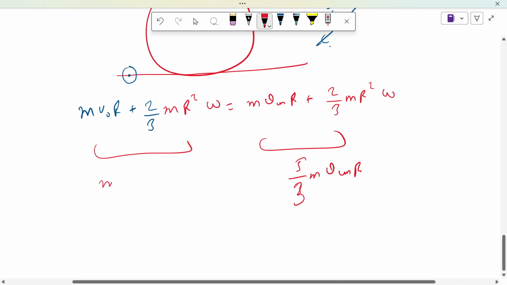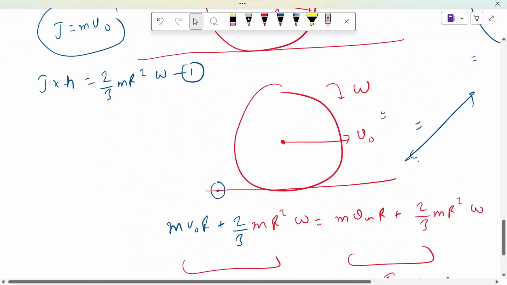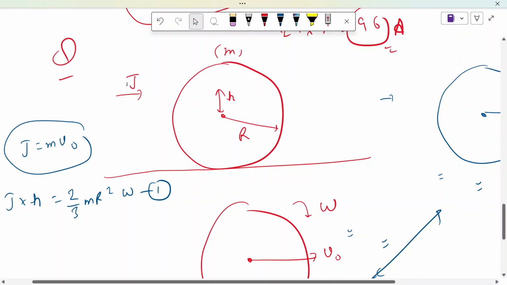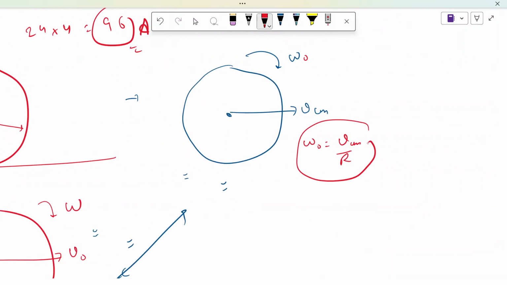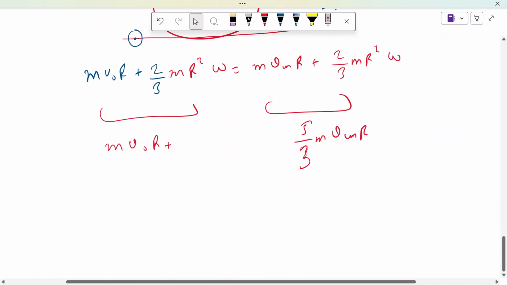and this value m v naught into r plus clearly J into h is equal to 2 by 3 into m r square omega. Okay, leave this one, and it is given the center of mass has the velocity of 4 v naught by 5. It is given as well, 4 v naught by 5. So 2 by 3 into mr square into omega should be equal to this value, and it is 5 by 3 into m into r into 4 v naught by 5.